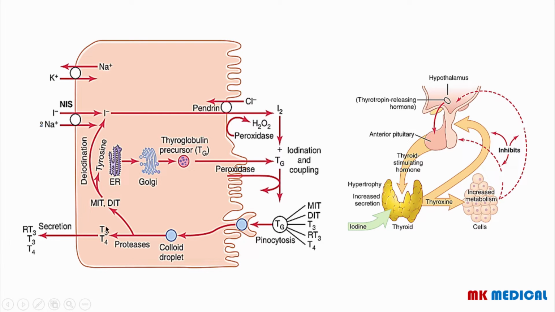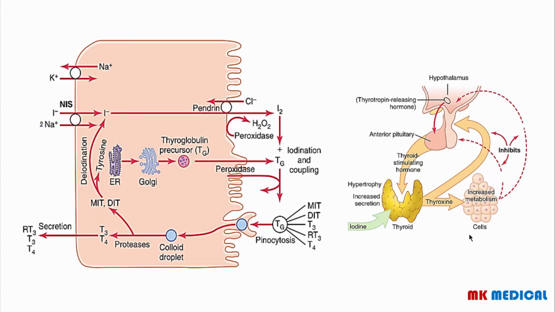And remember that T3 is the biologically active one, but T4 is the one that's synthesized in greater amounts. And then at the peripheral tissues, T4 can be converted into T3 by the enzyme deiodinase. Then there's a feedback loop that's going to be there to regulate the production of these hormones.